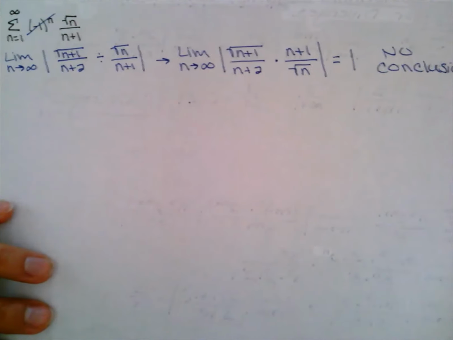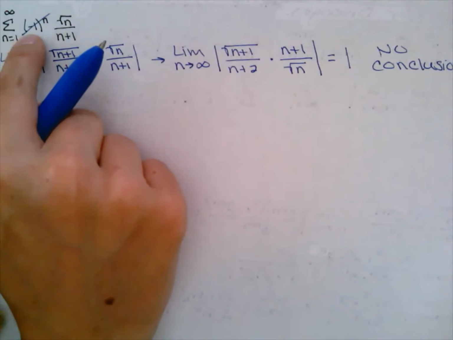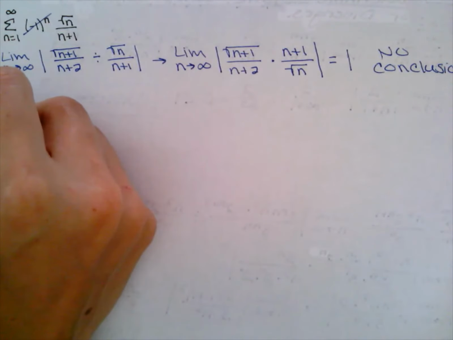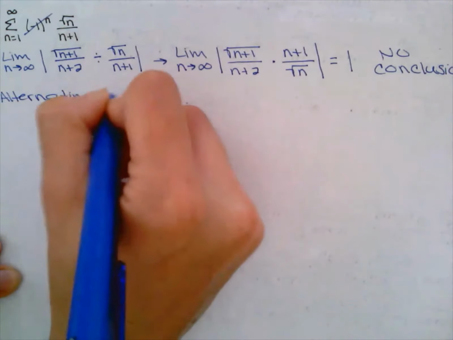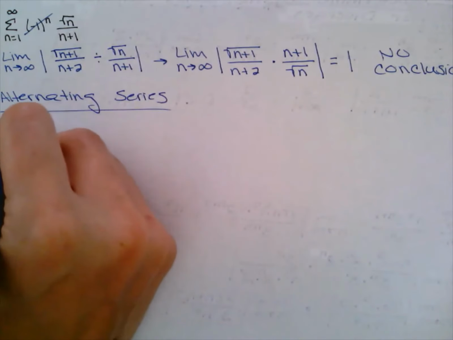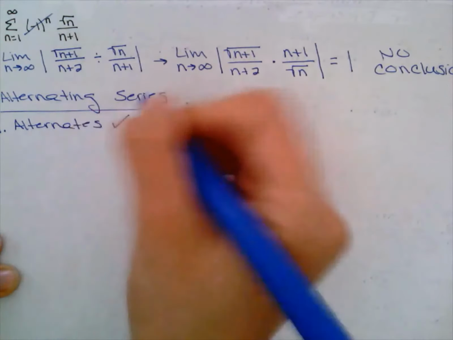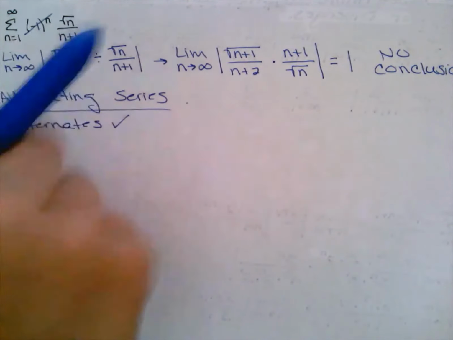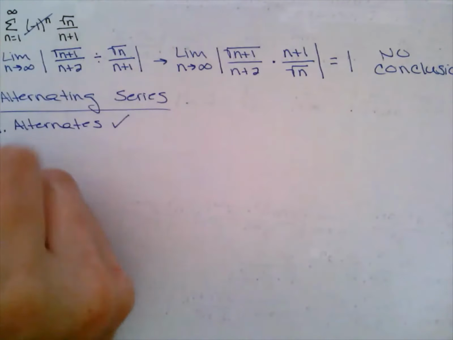Now remember, anytime you get no conclusion, you are not stuck here. You just need to try another test. Now, because from the beginning this had the alternating symbol, I can try the alternating rule, right? Step 1 was to check if it alternates. Well, it definitely does, right? I had crossed that out just for the sake of the ratio test, all right? But if I'm looking back at it again, I do take it into account.